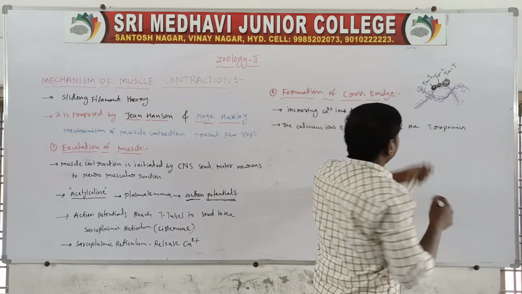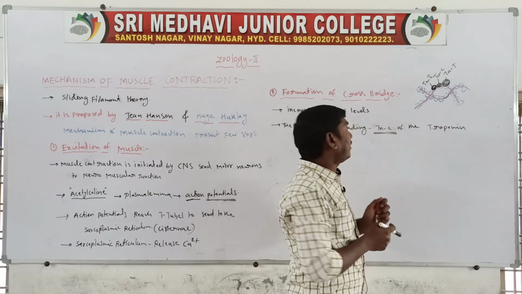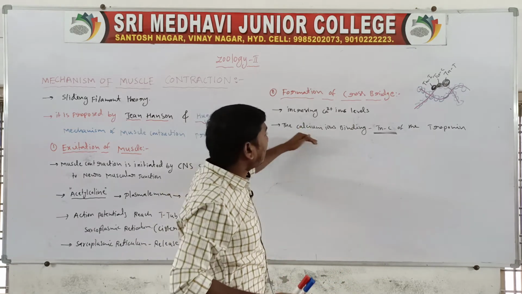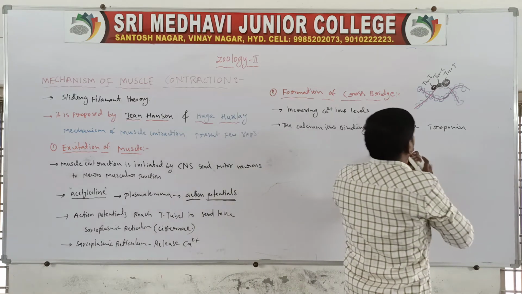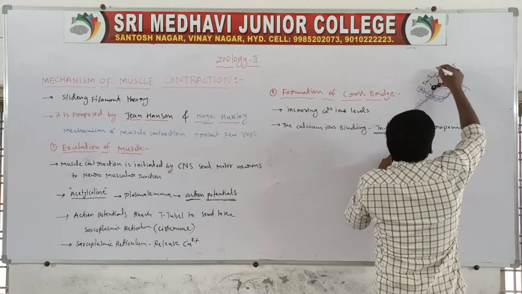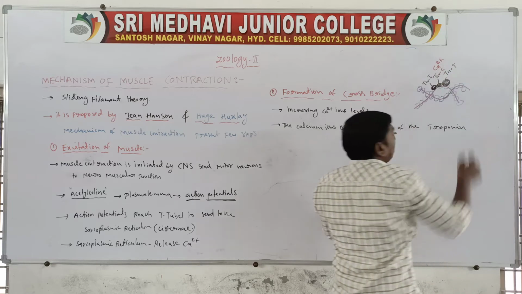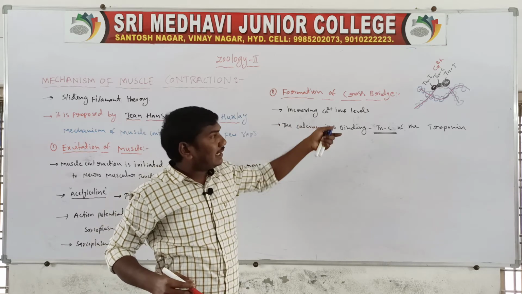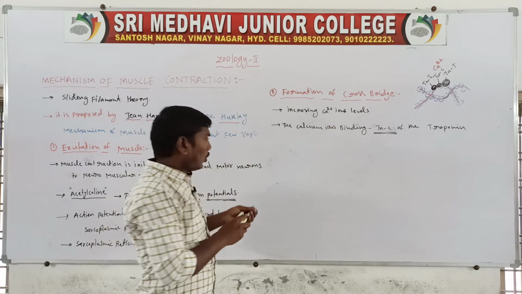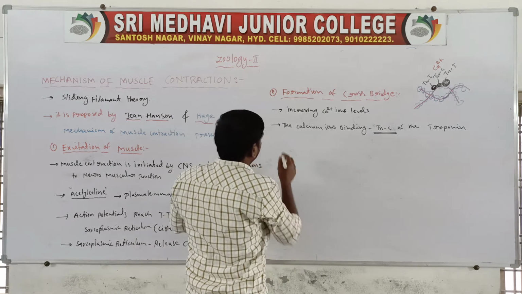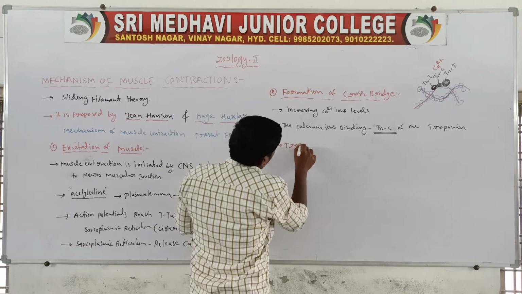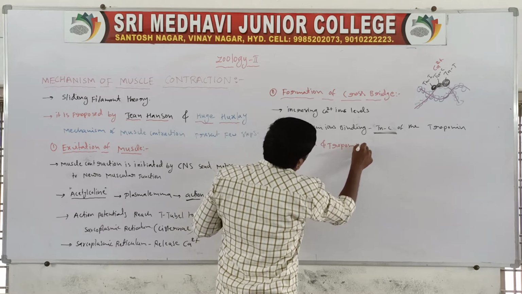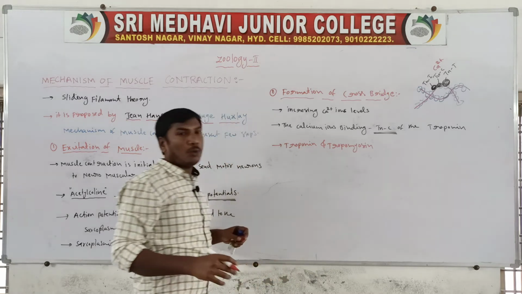So this is the thin filament. The calcium ion levels are increasing, and the calcium ions bind to the troponin C. So the troponin C binds to the calcium ions, and the troponin and tropomyosin.